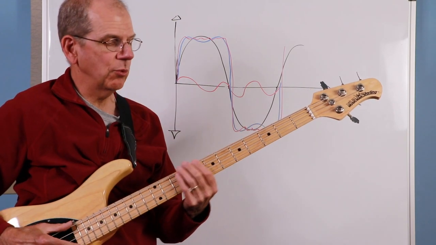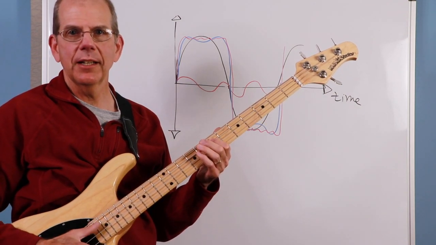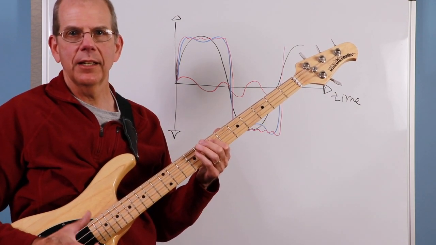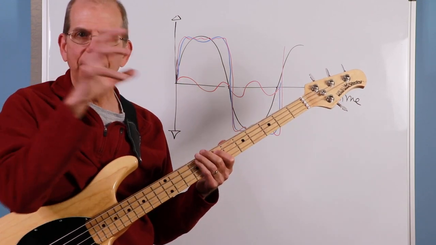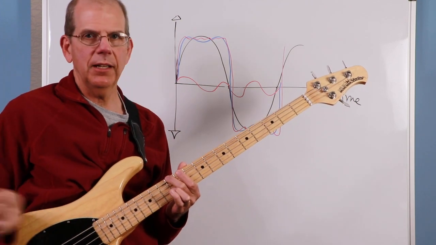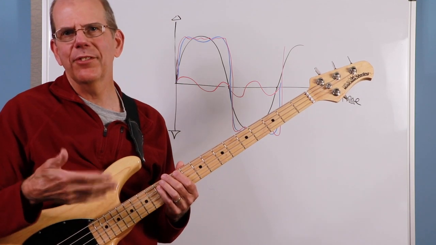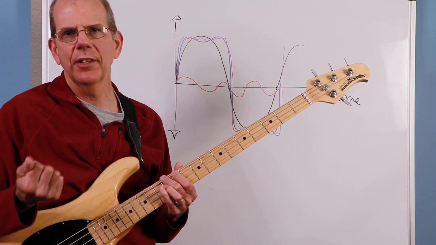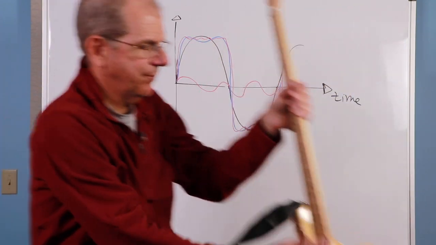So when you slap or pop a string, it has a much stronger percussive attack. There's a lot of high frequency energy in the very beginning of that, versus a more rounded, mellow kind of sound when you just hit it like that. Okay, so enough with that guy.